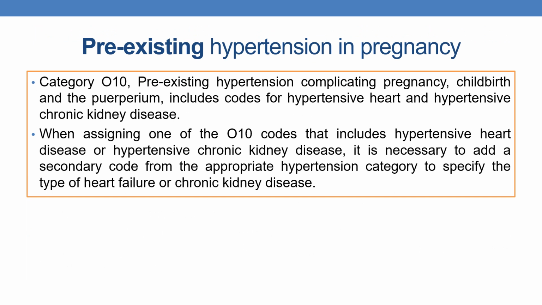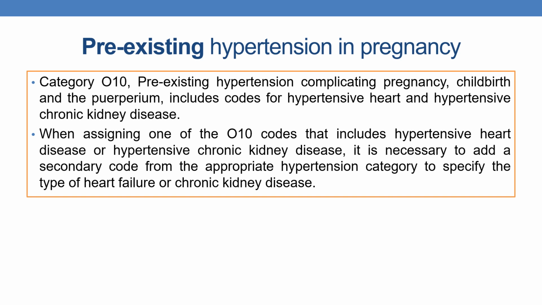Now coming to pre-existing hypertension in pregnancy, the category O10. Pre-existing hypertension complicating pregnancy, childbirth and puerperium includes the codes for hypertensive heart and hypertensive chronic kidney disease. And when assigning one of the O10 codes that include hypertensive heart disease or hypertensive chronic kidney disease, it is necessary to add the secondary code from the appropriate hypertension category to specify the type of heart failure or chronic kidney disease. This is the basic guideline.